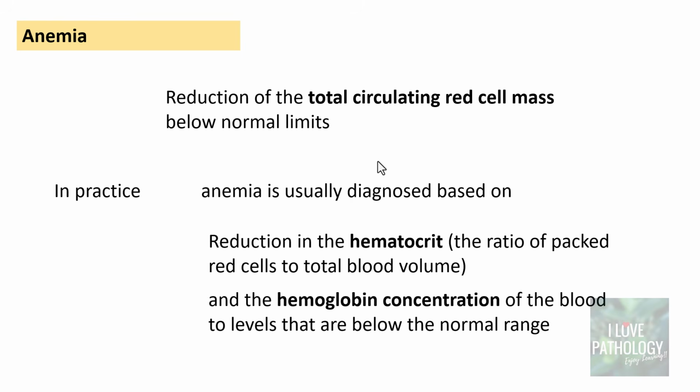So this reduction in the hematocrit as well as the reduction in hemoglobin concentration roughly corresponds to that of total circulating red cell mass. Now there are various classification systems of anemia, but for today's tutorial, what I'm going to concentrate on is the morphological classification of anemia, which is basically based on the size of the red blood cells as well as the degree of hemoglobinization of a given red blood cell.